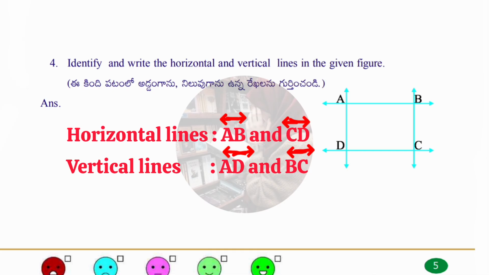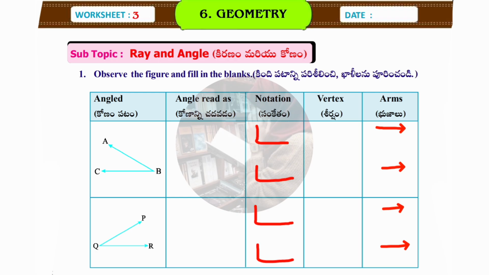Okay, now we'll move to the next worksheet, that is worksheet number 3. So here the subtopic is ray and angle. So let's see the Roman number 1. Observe the figure and fill in the blanks. Here one table is given of 5 columns. In the first picture, angle, we have given 2 pictures. By seeing these pictures we need to write it down: the angle read as, then we have to write down the notation, then vertex, then arms. Okay, let's see for each picture.